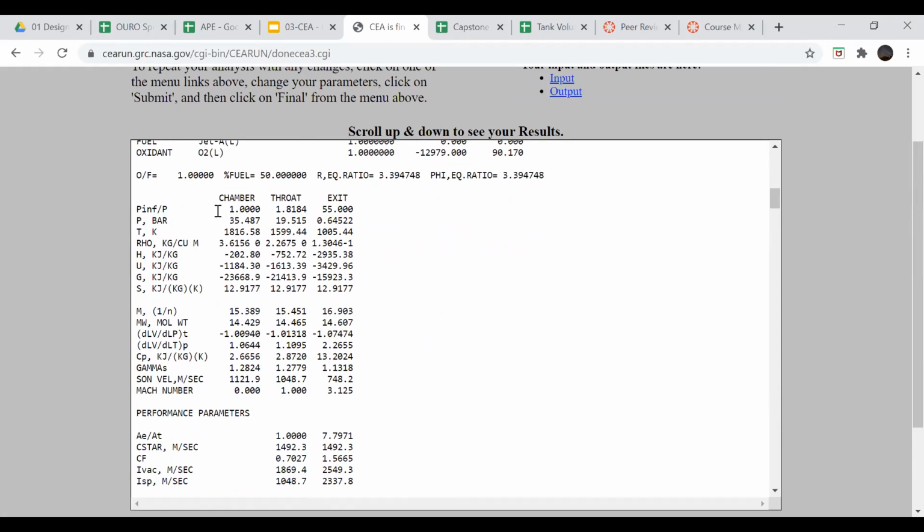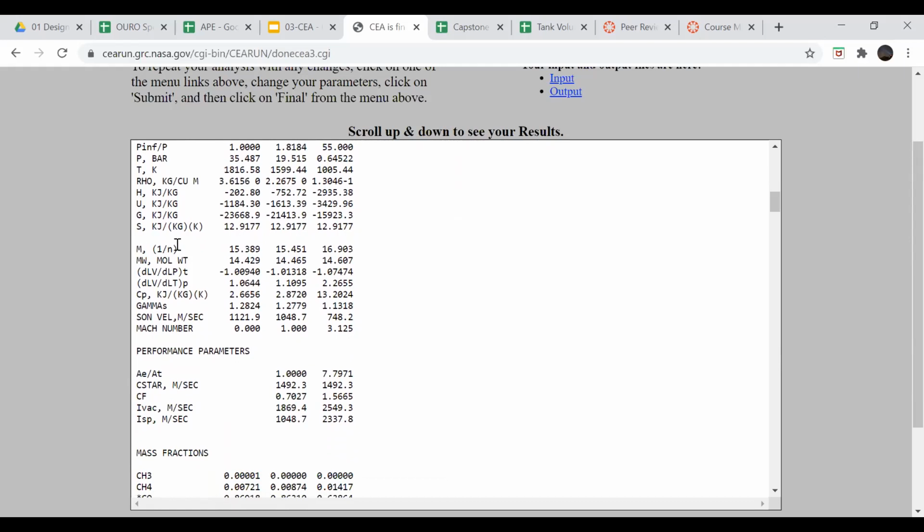So here's, what is it? This is pressure ratio. So this is chamber pressure over whatever the local pressure is. So obviously chamber pressure is 1. Pressure at the exit was 55, as we defined earlier in the inputs. Here's the absolute pressure in bar. Gives you combustion temperatures, gives you density of the flow, all of this thermodynamic stuff that we're not going to worry about. M, I want to say M is something to do with moles. Yeah, a whole bunch of other stuff that I'm not really sure what this is.